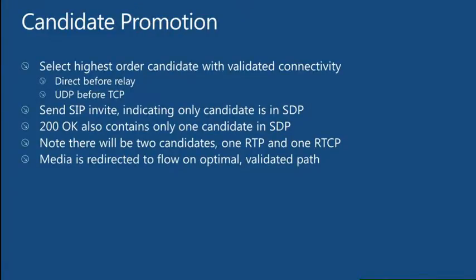So the next step is the candidate promotion. Now we found out all the possible media paths that we could use, and now we will pick the one with the highest priority. Usually, the one with the highest priority will be the more direct one. So if you can call someone peer-to-peer, then you will do that and not go over the relay. At the same time, UDP is preferred over TCP. So if we are able to do a UDP and a TCP connection, we will always do the UDP connection.